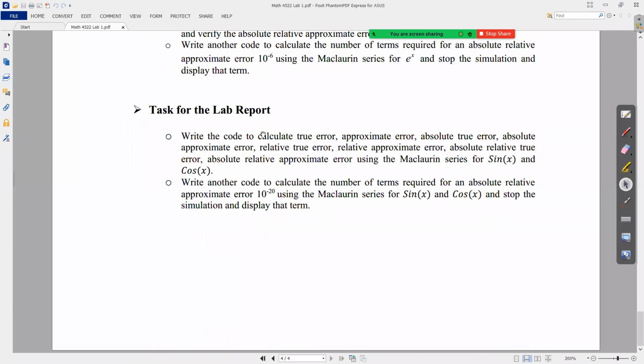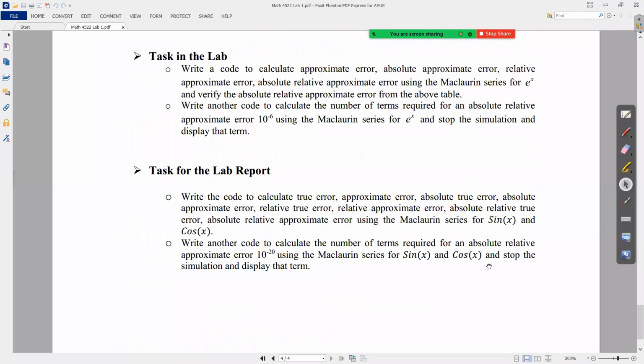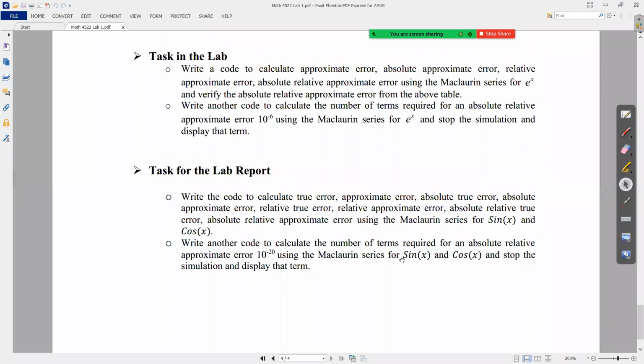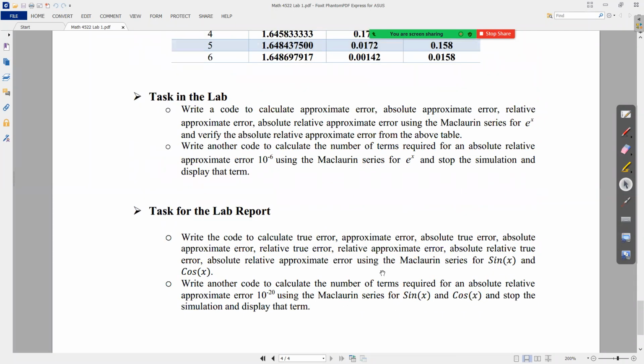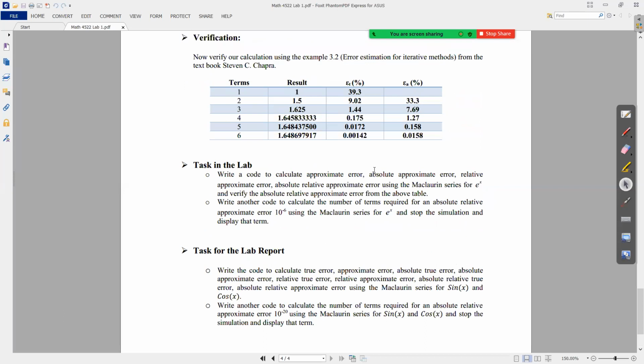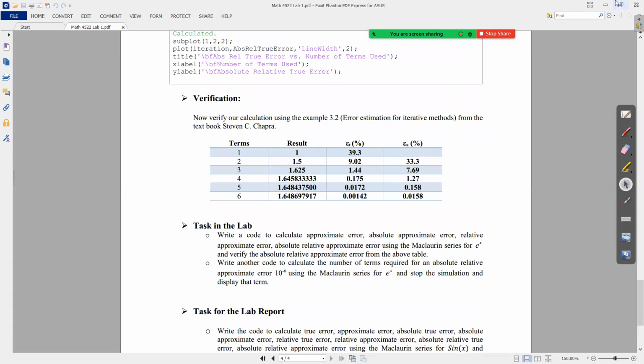At the end of the lab manual, there is a task given, sin x and cos x. This will be your lab assignment for this week. Try to do it by yourself. I'm not giving any lab tasks today, but in the upcoming labs, I might give you some lab tasks. There will be some lab performance marks based on that. So any questions up to now?